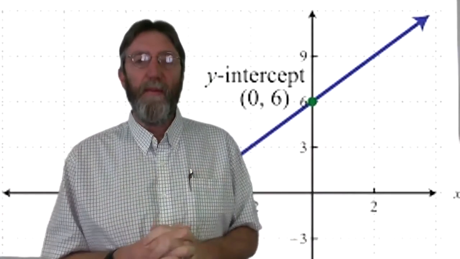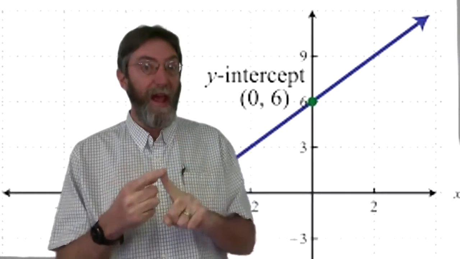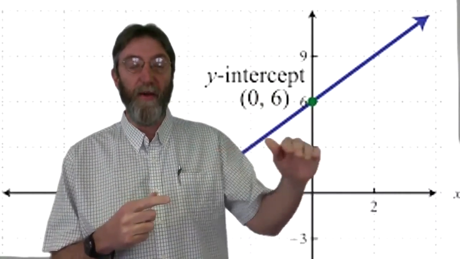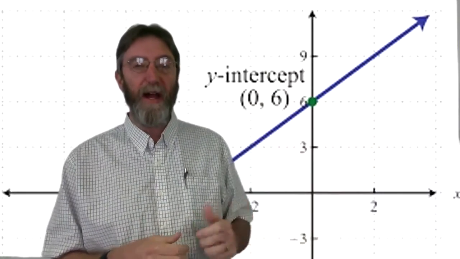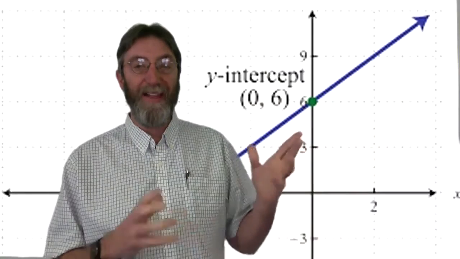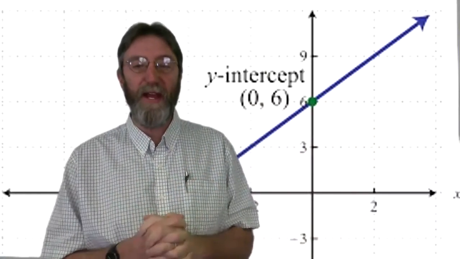At any rate, we've been graphing in the form y equals mx plus b, where we know that m is our slope, which tells us how much we move up and down and left and right, and b is our y-intercept. Now you can see a line behind me here where we have a y-intercept of 6. That means that equation would have a plus 6 as your b.